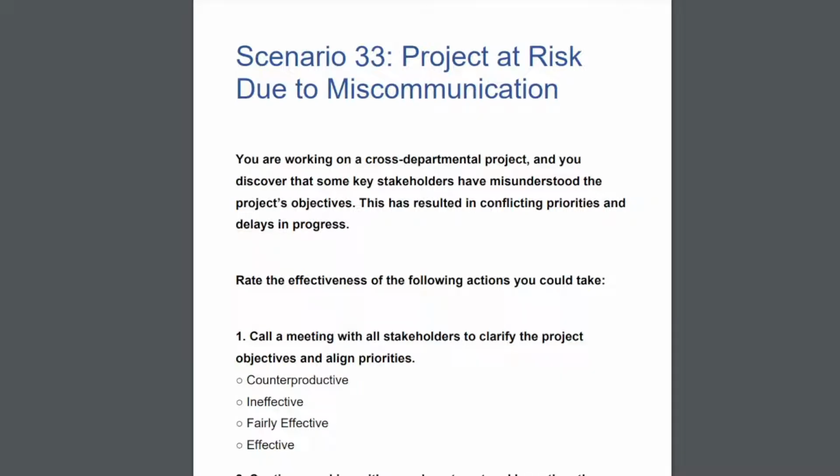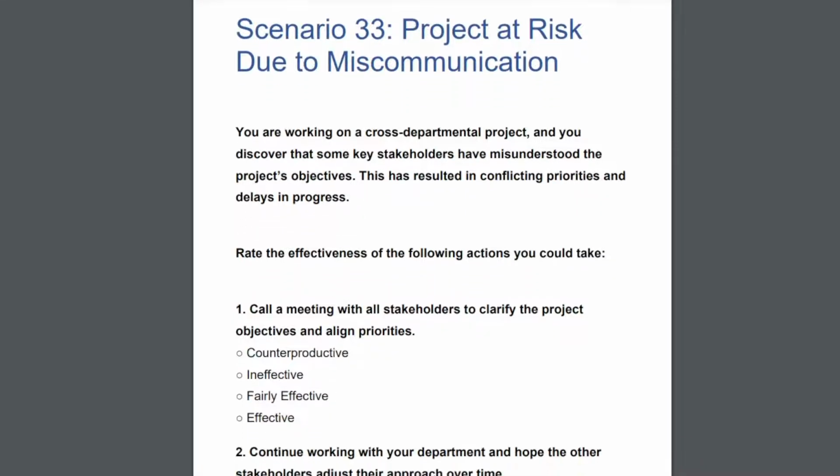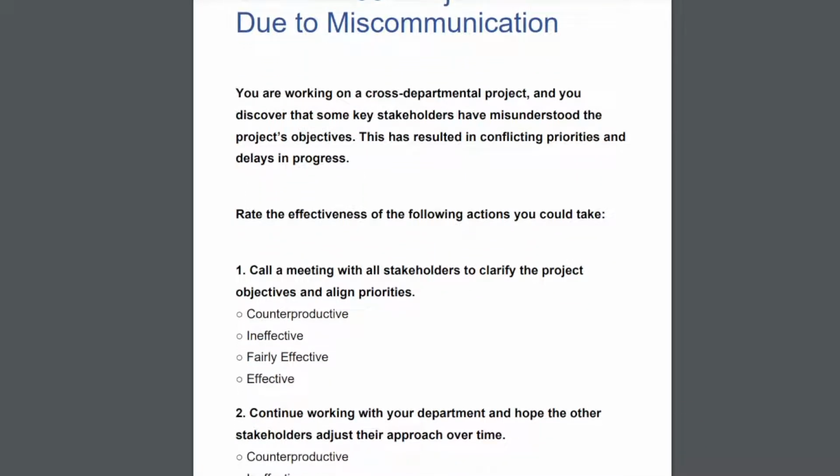This scenario is titled Project at Risk Due to Miscommunication. And the scenario description goes, you're working on a cross-departmental project and you discover that some key stakeholders have misunderstood project objectives. This has resulted in conflicting priorities and delays in progress. And your task is to rate the effectiveness of the following actions that you could take.